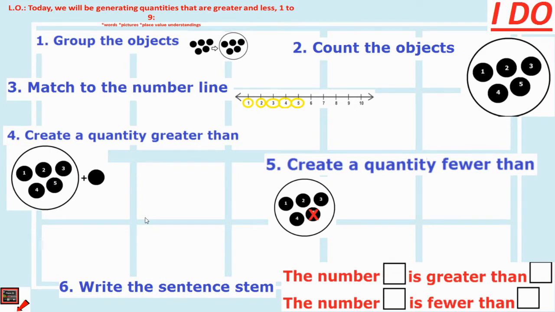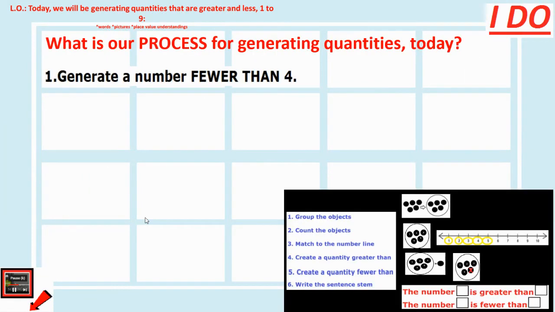Okay? Let's get started. I'm going to do this on my own, and you just follow along. But first, let's always talk about those processes, okay? Again, group the objects, count the objects, match it to a number line, create a quantity greater than, create a quantity fewer than, and then write the sentence stem. So my first one here is, well, generate a number fewer than 4.